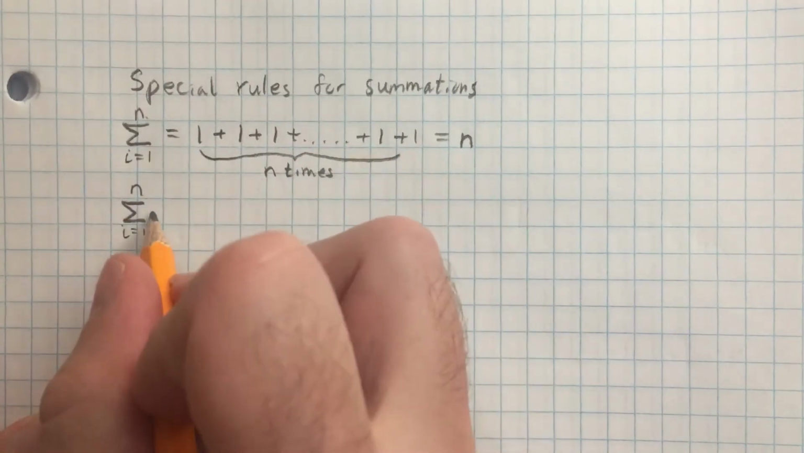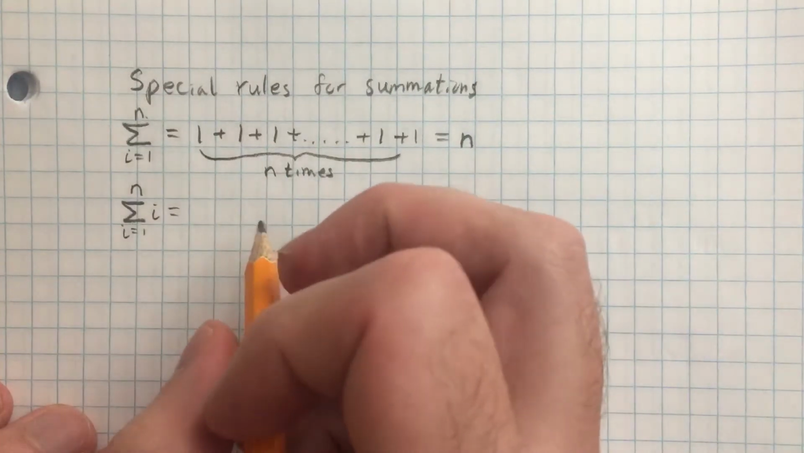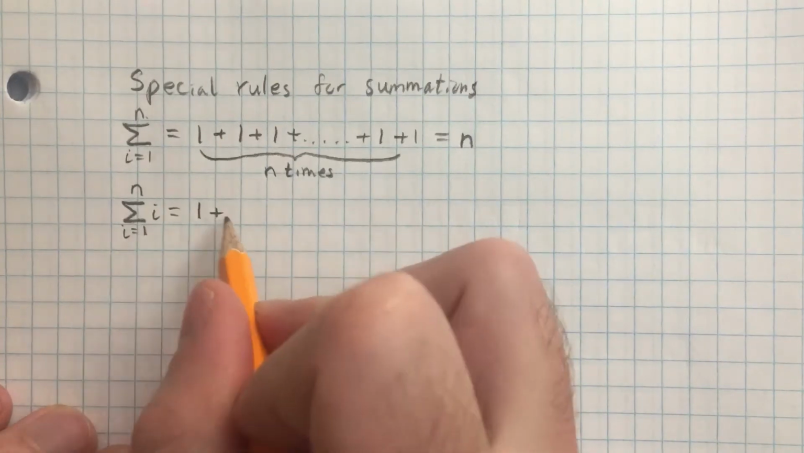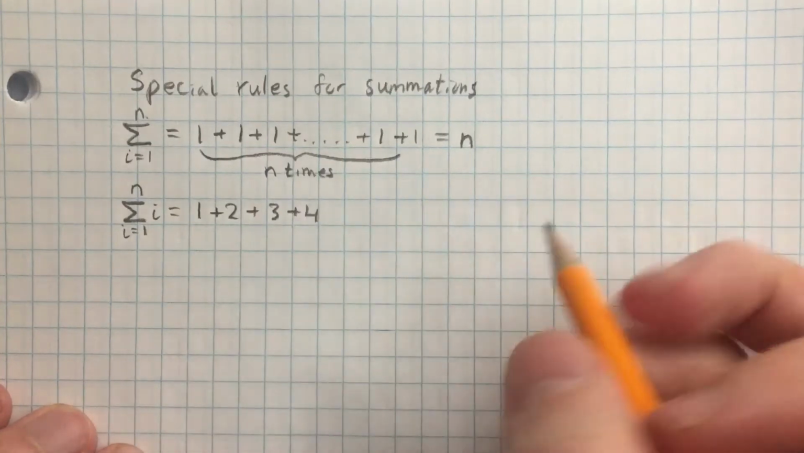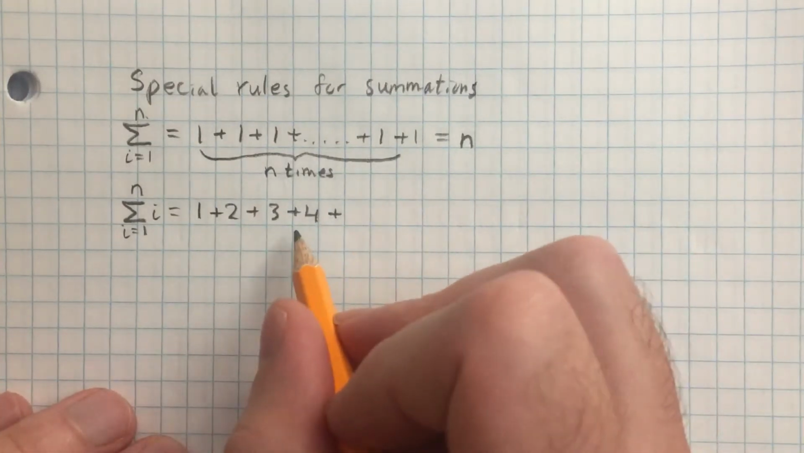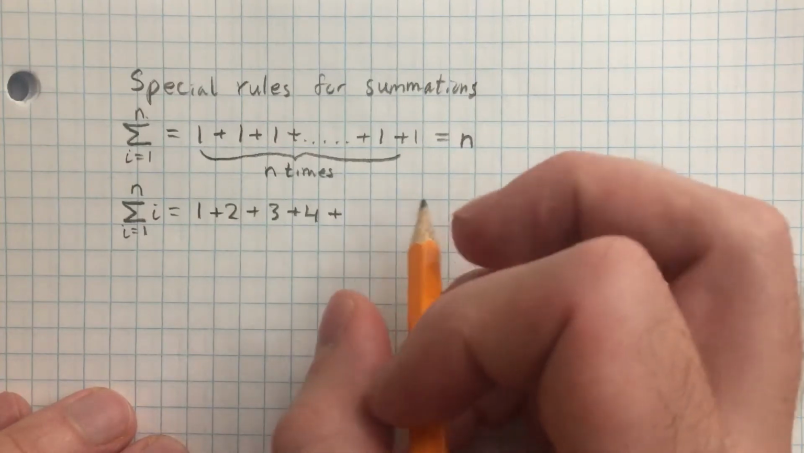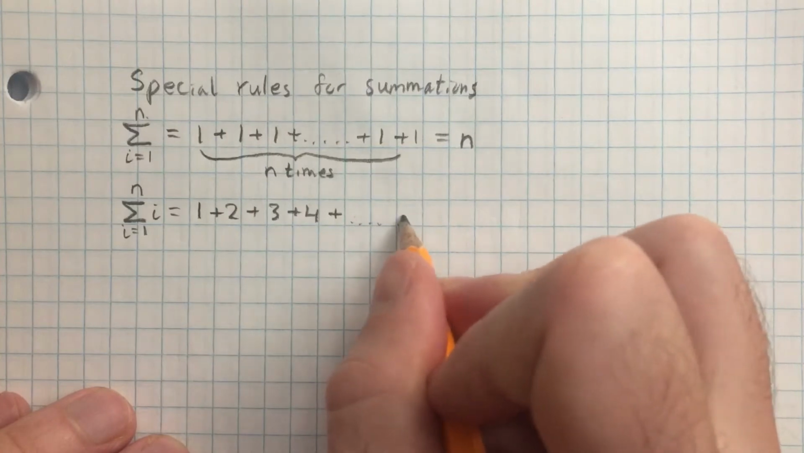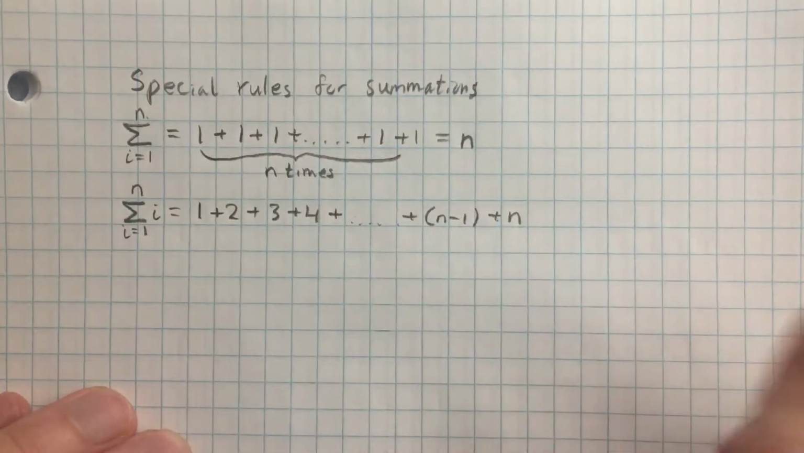More complicated, though, and more necessary for these types of problems, is when you want to add up something like this, right? Which really means 1 plus, and i is going to change to 2, plus i is going to change to 3, i is going to change to 4, and so forth. This is just adding up the first n positive integers. So plus dot, dot, dot, until n minus 1. Eventually you get to n itself, right?